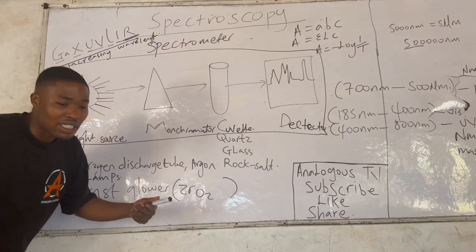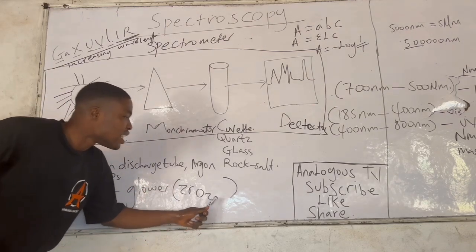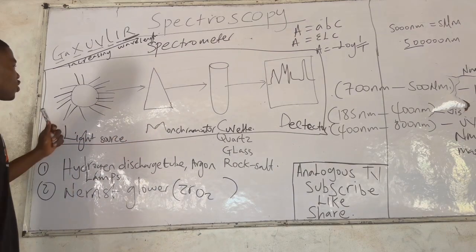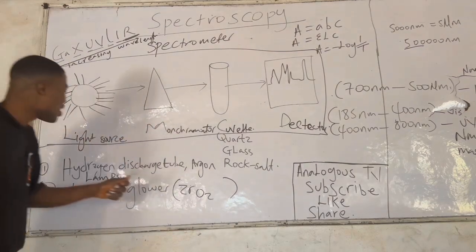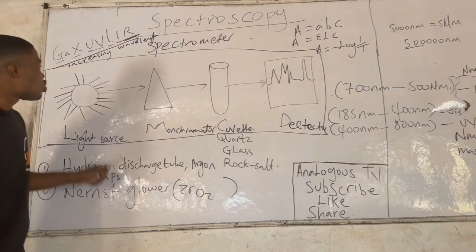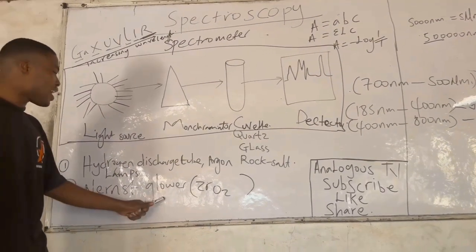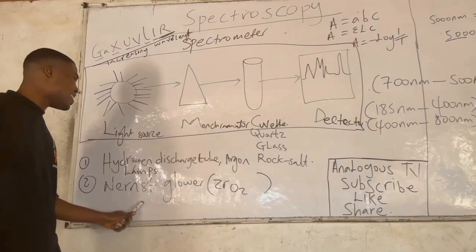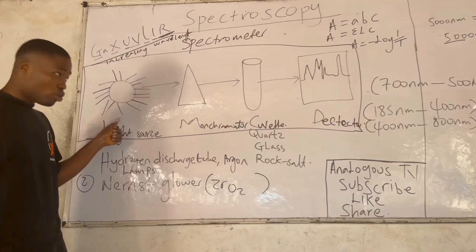I can use this cadmium oxide. Now I'm going to heat it to about 1,500 degrees Celsius, and I'm going to get various forms of light, in which the IR light is more. So the Nernst glower is a typical example of an instrument used to produce infrared spectroscopy. The light source is usually a Nernst glower for IR spectroscopy.